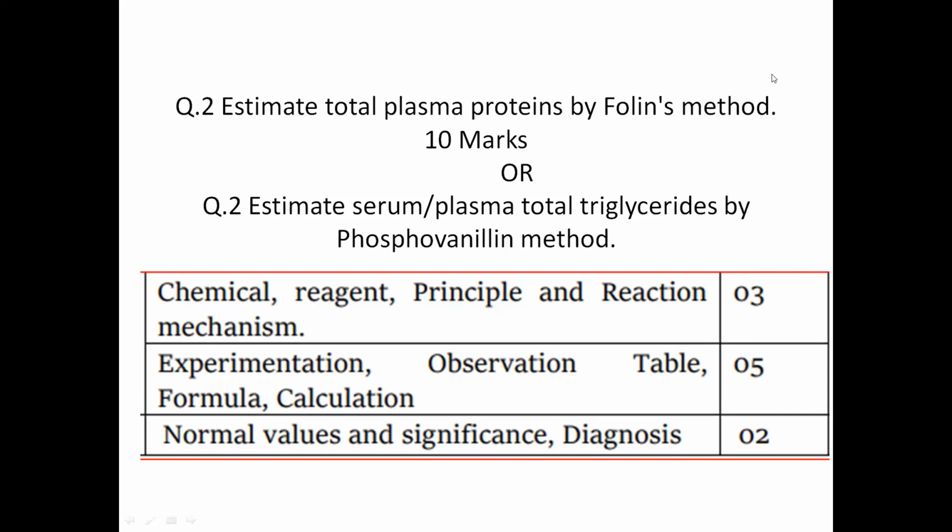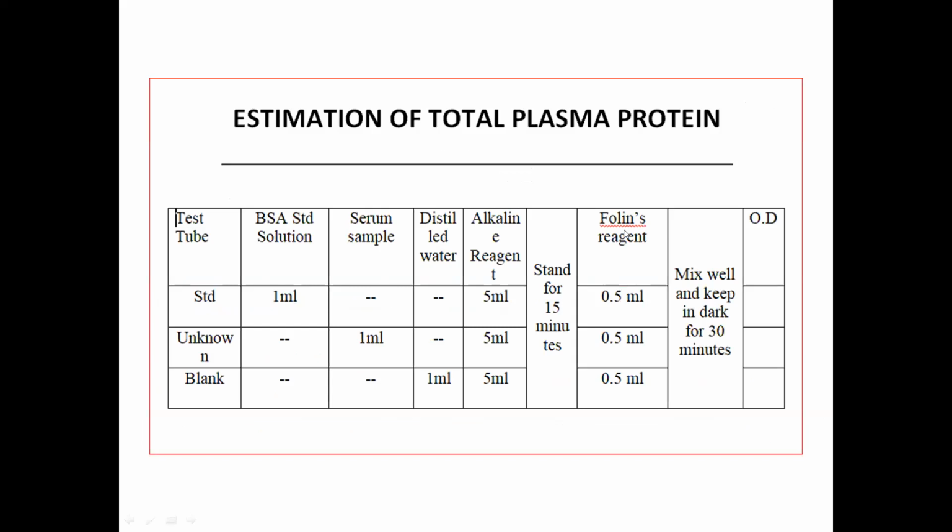Now, for doing the experimentation, observation table, formula and calculation part, you will have 5 marks. Knowing the normal values of protein and triglyceride carries 2 marks, and you must also know the clinical significance and diagnosis of it. Diagnosis means which disease is there, if this particular situation is there, then what is it.